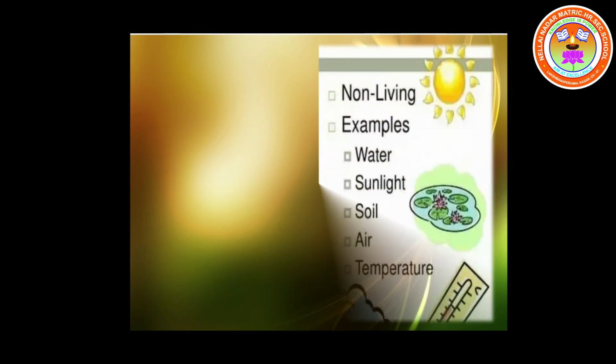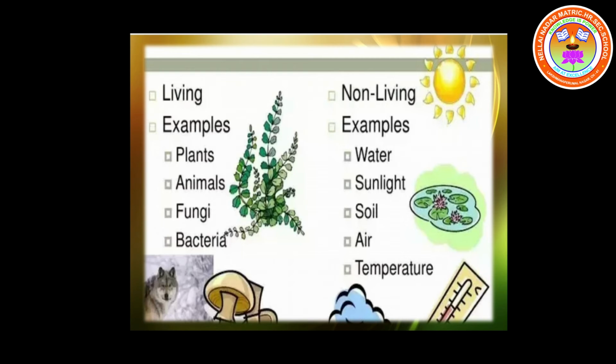Now, let us see some of the components of ecosystem. The ecosystem can be divided into two main components. As I said earlier, biotic components and abiotic components. Biotic components include all living parts of an ecosystem, and abiotic components include all non-living parts of an ecosystem. Living components examples: plants, animals, fungi, bacteria, and we have still more examples. For non-living, we have sunlight, water, soil, air, temperature, etc. So these are some of the examples of living and non-living components.